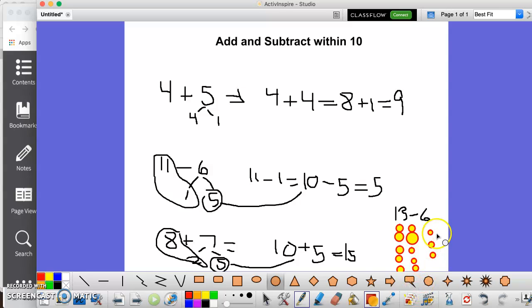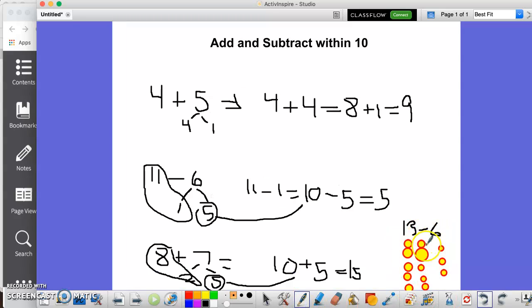So I can draw a picture of that, and I need to take 6 away. So I'm going to circle 6. I have my 3 right here, and then I'm going to circle another 3. And I'm left with 1, 2, 3, 4, 5, 6, 7, because these ones get crossed off. So 13 minus 6 equals 7. So another way is just to draw a picture. All right, that was lesson 8.1.